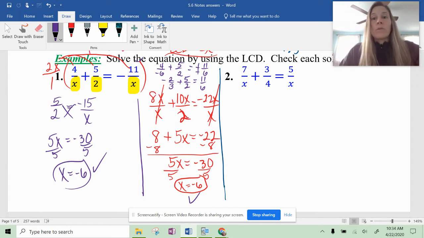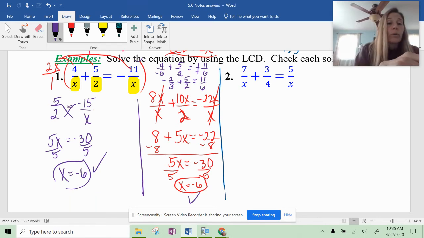Regardless of which method we use, we still check for the extraneous solution. But you can see the cross product property, I think, is a little bit easier. And you can do it as long as you have no more than 2 different denominators. So for this type of problem, you could use either method, right?